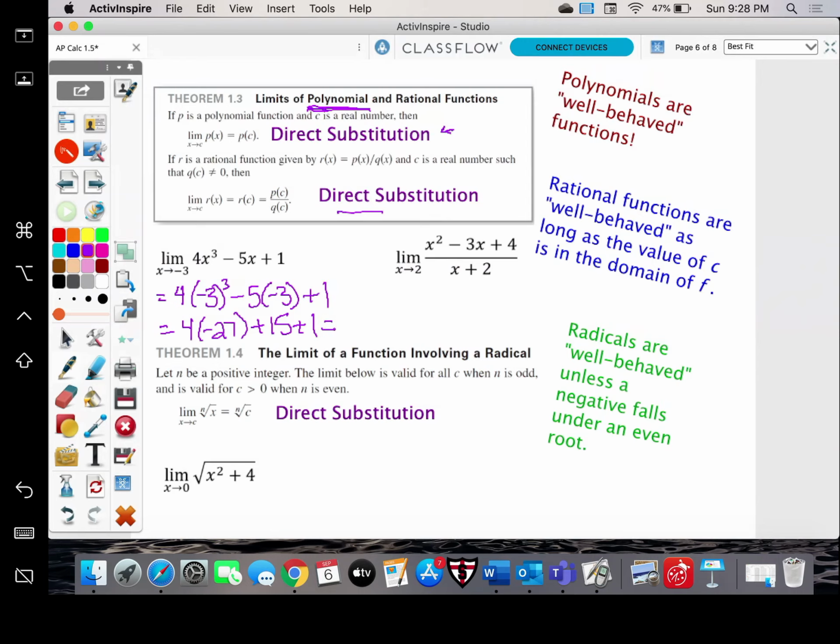Okay, the quotient, just check quickly. Does negative 2 make the denominator 0, or positive 2, sorry, make the denominator 0? It does not, so we're going to use direct substitution. So we'll have 2 squared, which is 4, minus 3 times 2, so 6, plus 4, over 2 plus 2, 4. And again, as calculus students, you can do a fair amount of this kind of simple arithmetic in your head, and that's totally fine. So negative 2 plus 4, 2 over 4, or 1/2 for this limit.